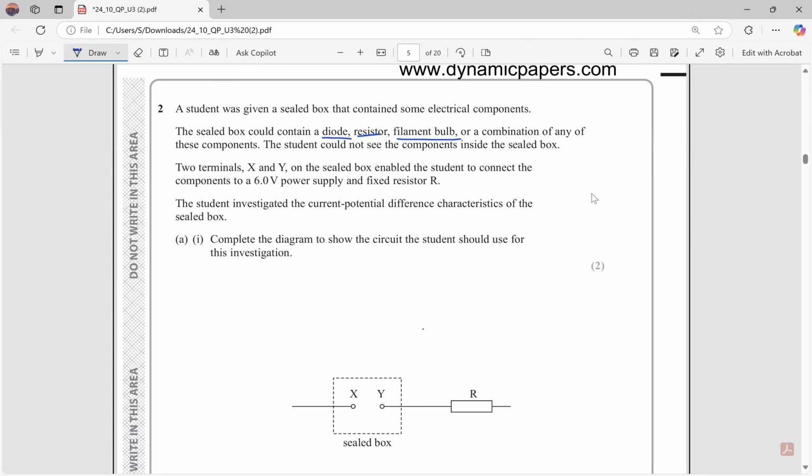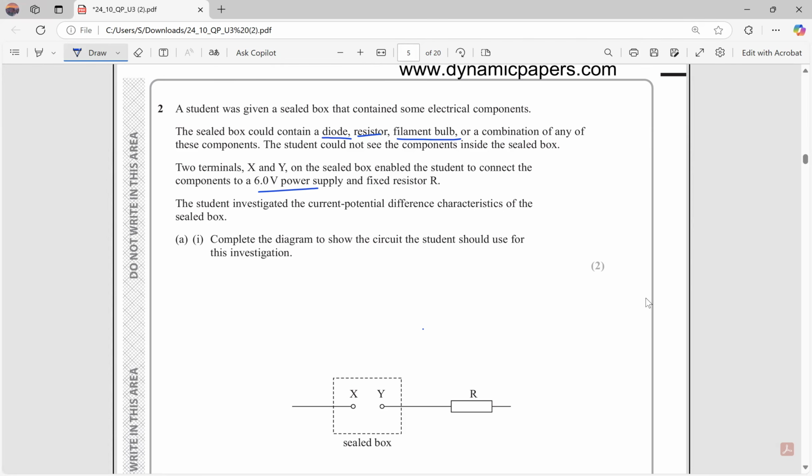Two terminals X and Y on the sealed box enabled the student to connect the components to a 6 volts power supply and fixed resistor R. The student investigated the current potential difference characteristics of the sealed box. Part (a)(i): complete the diagram to show the circuit the student should use for this investigation.